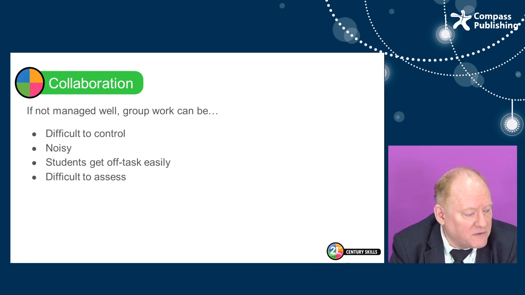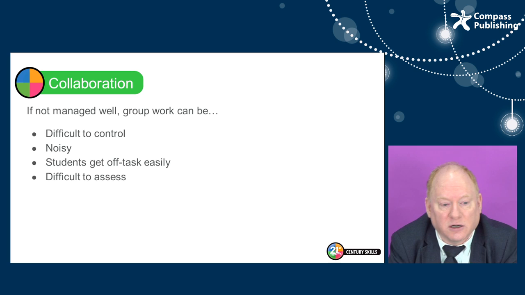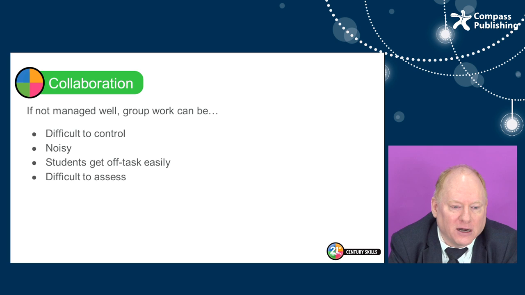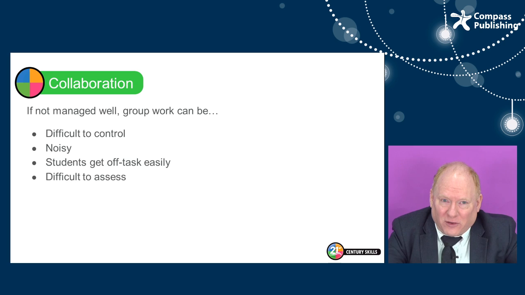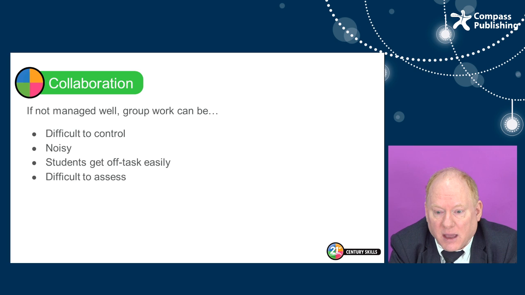If not managed well, group work can be difficult to control. That's the chaotic that John and others pointed out. It can be noisy, something Carolina pointed out. Students get off task easily. Yes, if it sprawls, that can be a problem. And it can be difficult to assess, and that's something that Carolina brought in. So those issues can be a problem.